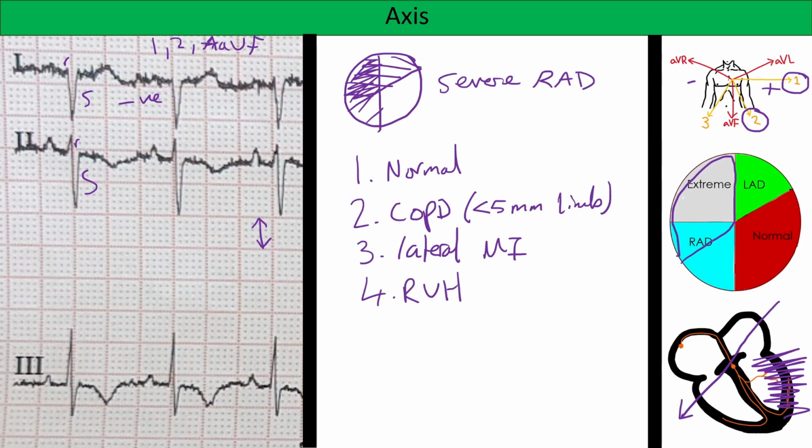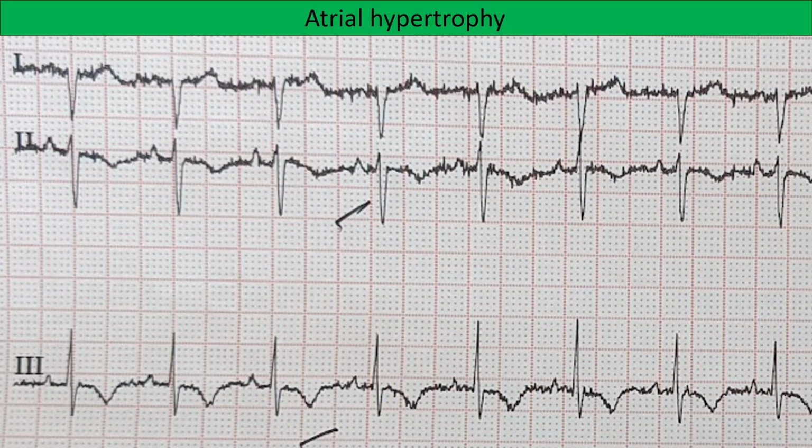4 is right ventricular hypertrophy, and 5 is a left posterior fascicular block. Now this isn't particularly common, so I want you to consider this low down on your differentials. Now let's move on to atrial hypertrophy. So the most important thing to understand here is that the SA node is located in the right atrium, and the impulse travels towards the left.